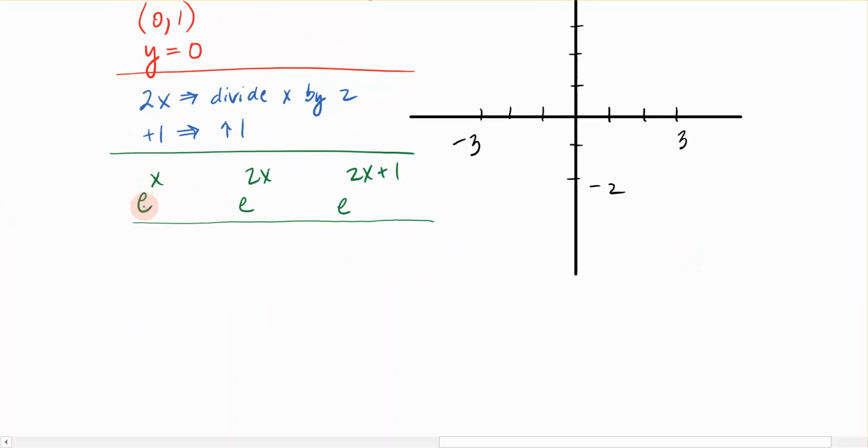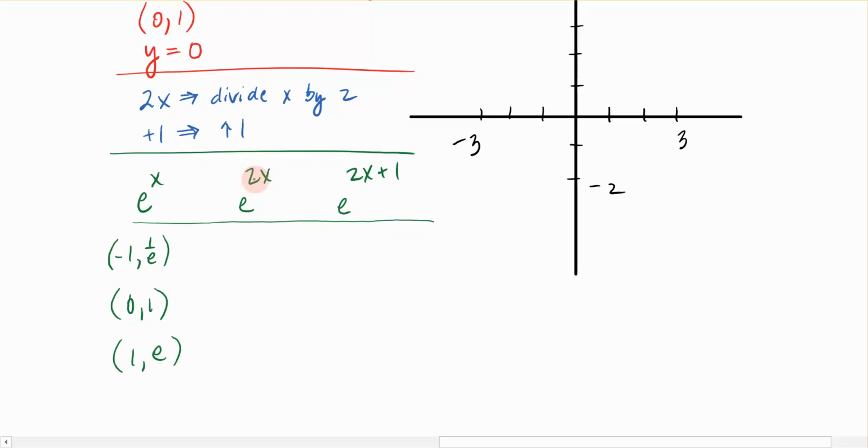When I have my parent function e to the x, I have 3 points. Remember, we have negative 1, 1 over e. I have 0, 1, and I have 1, e. Those are the 3 points that I know from the parent function.